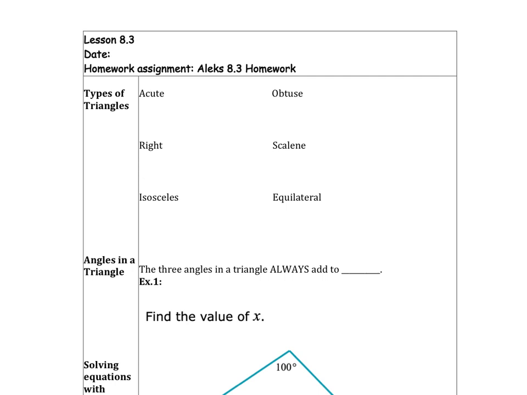An obtuse triangle is one where one of the angles is greater than 90 degrees. Okay, so that's an obtuse triangle. A right triangle, well, you should already know that. That's going to be that one of the angles is 90 degrees, right? It's always going to have that little symbol in there.